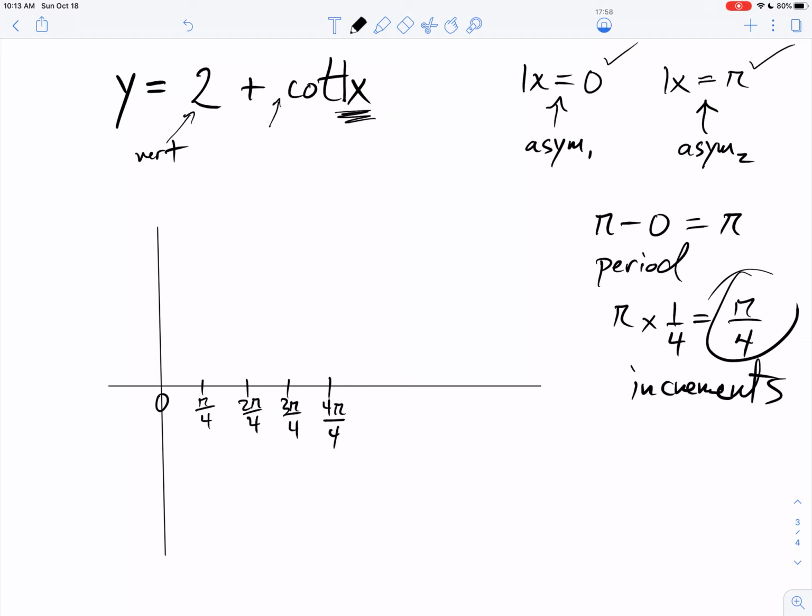Let me reduce this stuff first. I'm going to go back and say 2 pi fourths, I'm going to call that pi over 2. And then 4 pi fourths, I'm going to just call that pi, or 1 pi. Let's draw in some asymptotes.